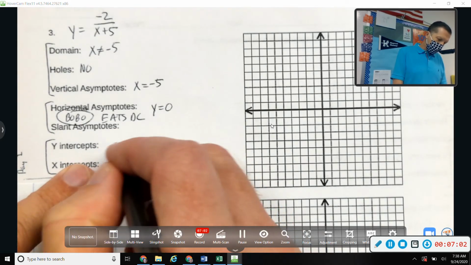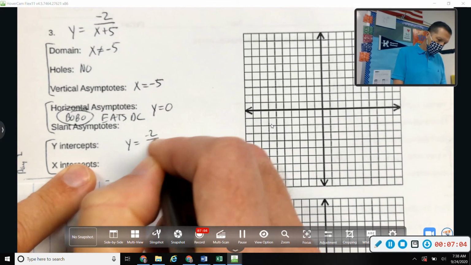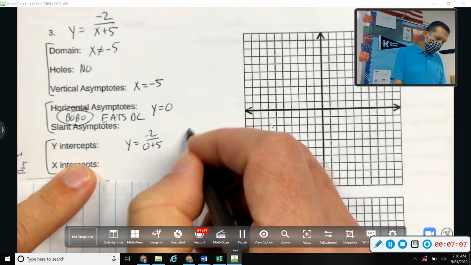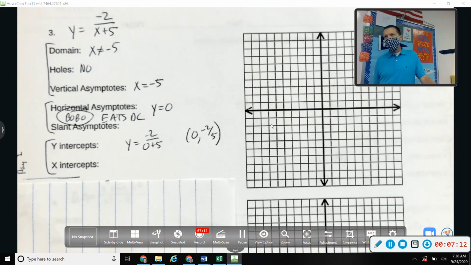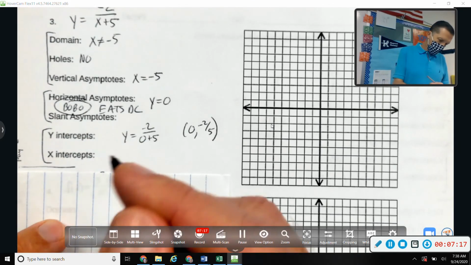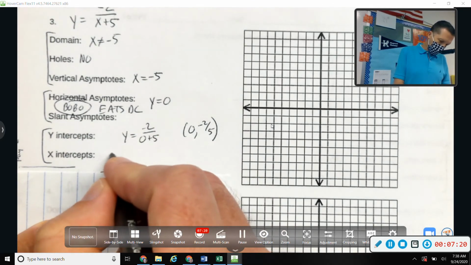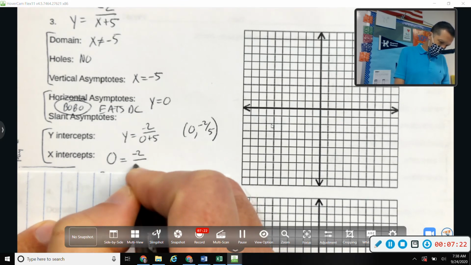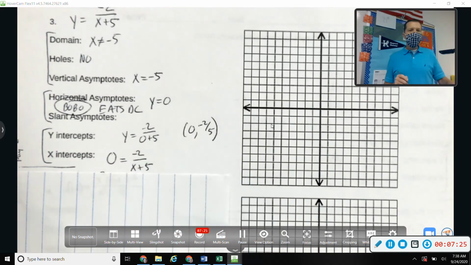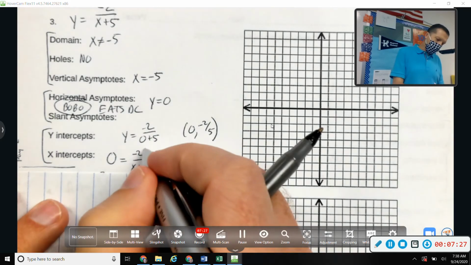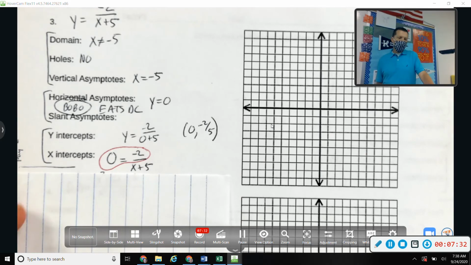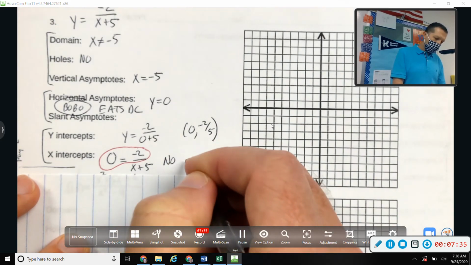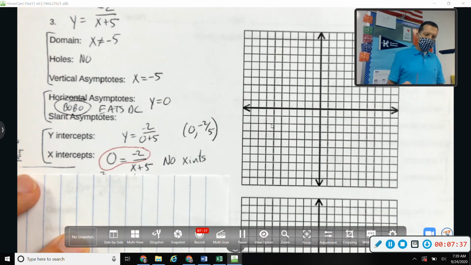Y-intercepts, set x equal to 0. So 0 comma negative 2/5. Again, another fraction, but again, you know where negative 2/5 is. X-intercepts would be set y equal to 0. But the only thing that makes a fraction 0 is if the top is 0. And that top's not going to be 0, so no x-intercepts for this problem.